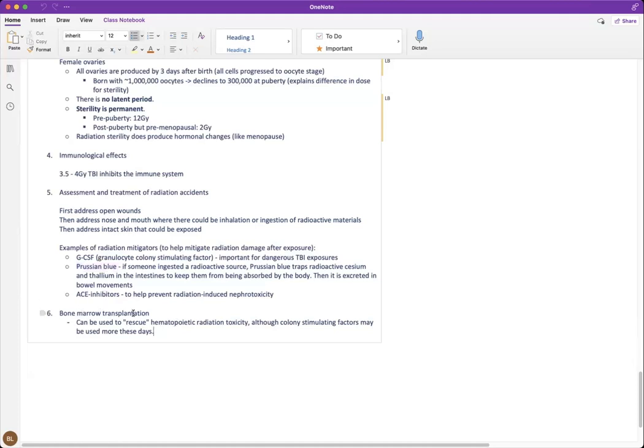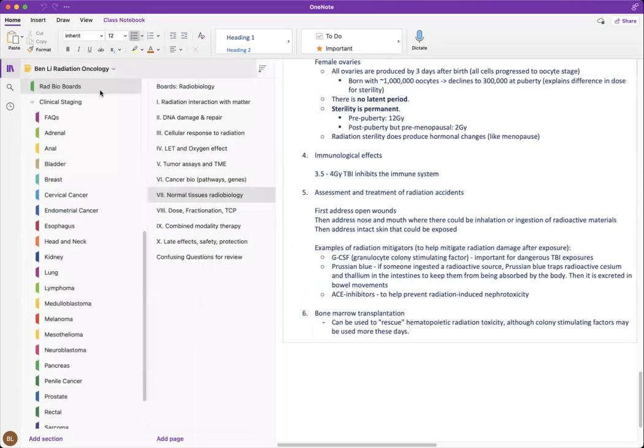Bone marrow transplantation is another thing that can be used to rescue people when they have hematopoietic radiation toxicity. Although these days, GCSF is a common approach. Any questions? Okay.